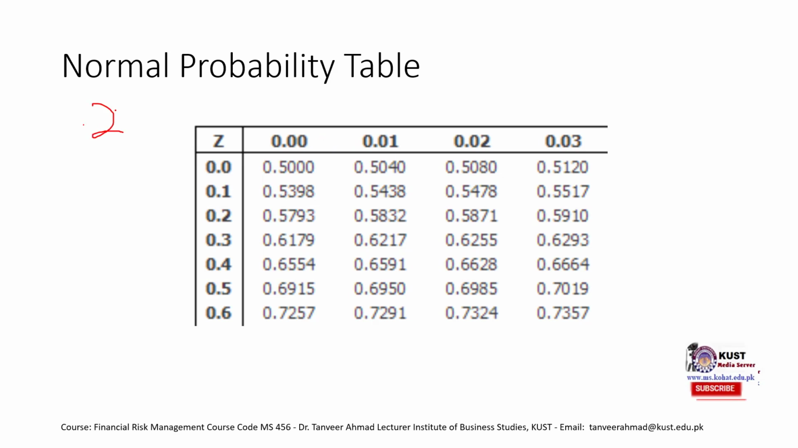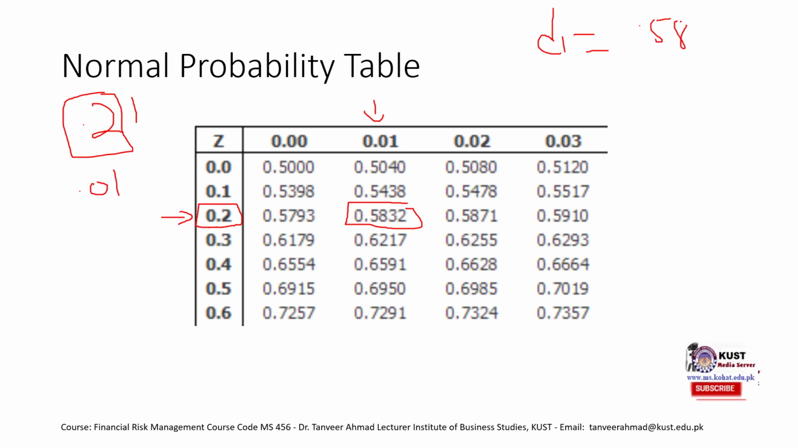So D1 was 0.21. So we would look at the leftmost value over here. This would be 0.2, right? This part has been done. We are left with 0.01. So at the intersection of the row and the column, we get 0.5832. What about, this is ND1, right? Let's not call it ND1, I will get back to this one. So the tabulated value is this one.